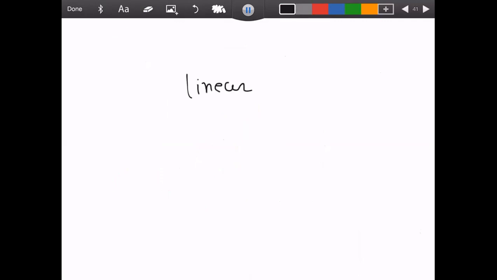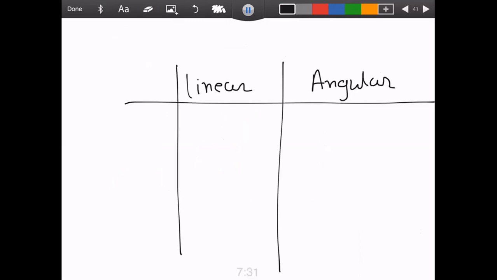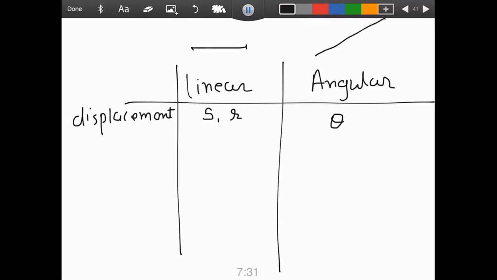two things we have: one is the linear equation, the other is the angular equation. Suppose you ask me the displacement. In linear, displacement is indicated by s or r, and in the angular case, angular displacement is indicated by theta. If this box moves up to this point linearly, by angle it will move through some angle. So theta is the angular displacement and s is the linear displacement.